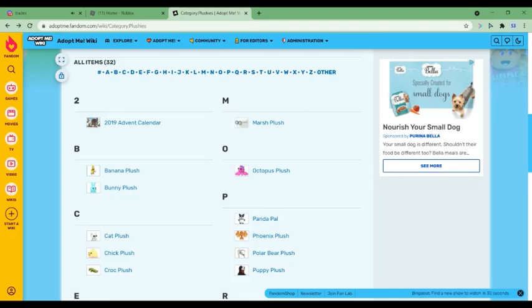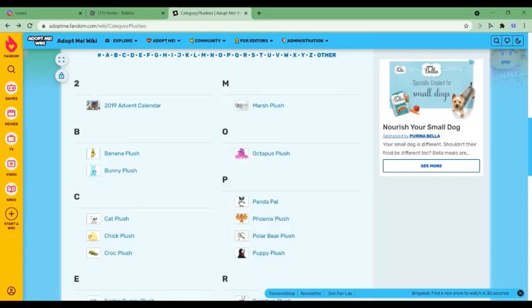So let's see each and every plush in the game, guys. There are no plushes with A. Actually, I'm going to start with the Octopus Plush, because if you see the Octopus Plush, you'll see how they have a link to this. So I'm going to go to the Octopus Plush.